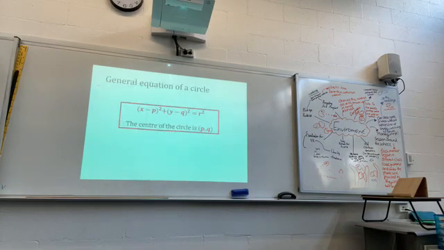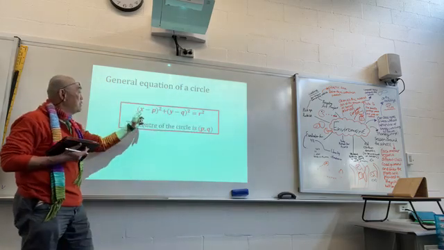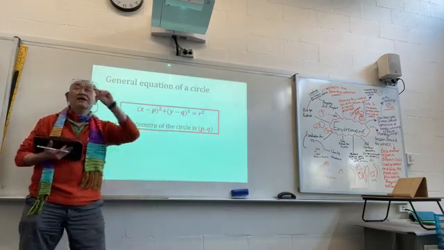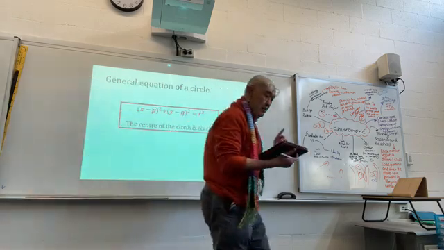Alright? Now, the general equation of a circle is given as x minus p squared plus y minus q squared equals r squared. I want you to notice the center of the circle, which is (p, q). Alright? In a few minutes, I will get all of you to start thinking about generalization.